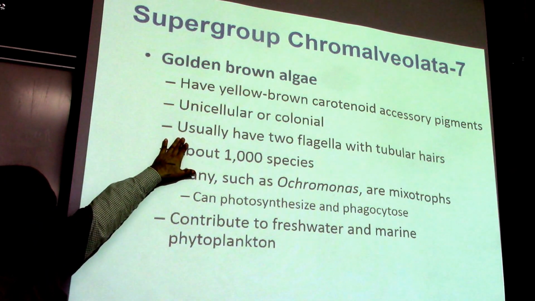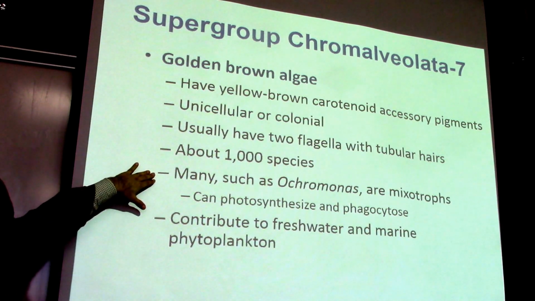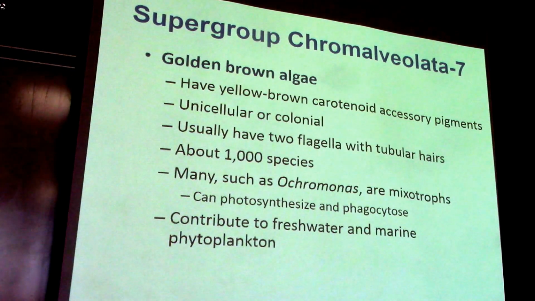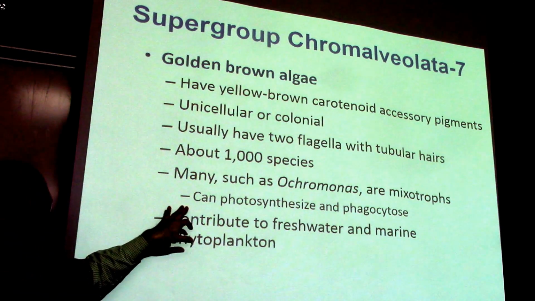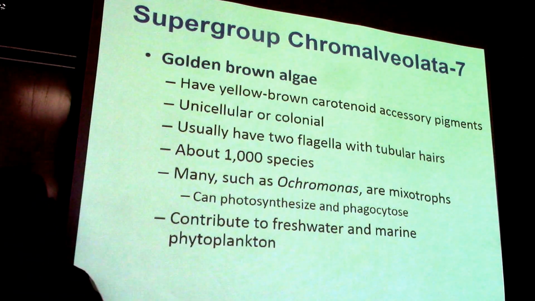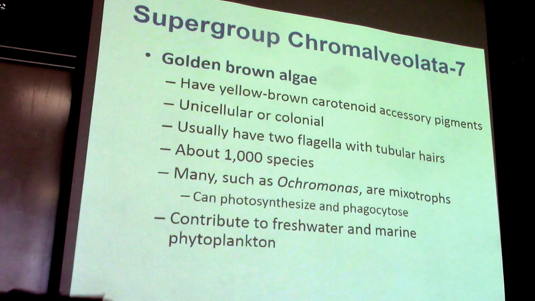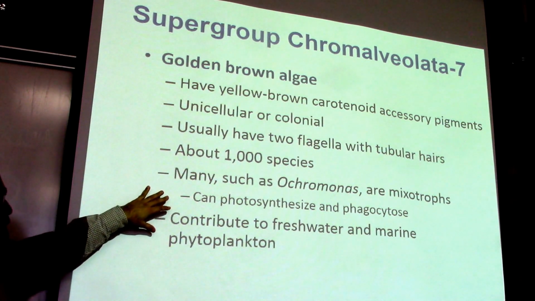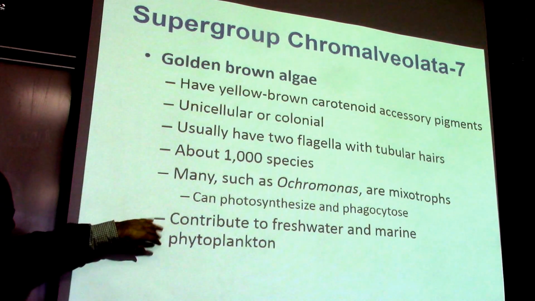They usually have two flagella. Several of those are photosynthetic. Some of those are mixotrophs. And mixotrophs are organisms that can either photosynthesize, or if they are not photosynthesizing, they can phagocytose. They can engulf their food. They can eat up their food. So they have a little bit of choice there. They are a little bit more diverse in terms of their feeding.